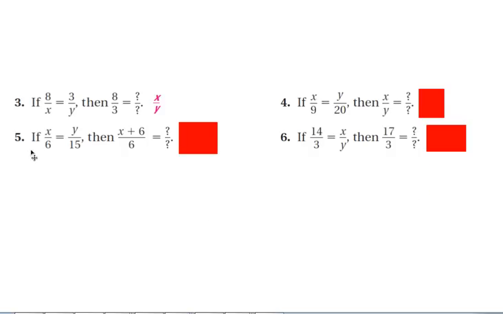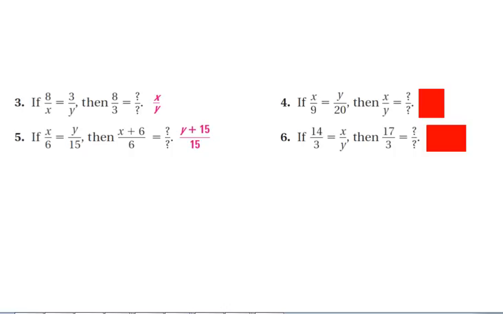If you look at number 5, right here, x over 6 equals y over 15, then x plus 6 over 6 equals what? In this case, we added 6 to this side. That is what our denominator was over there. So we need to add the right-hand side denominator to the right-hand side numerator. So we need to add 15, y plus 15 over 15.